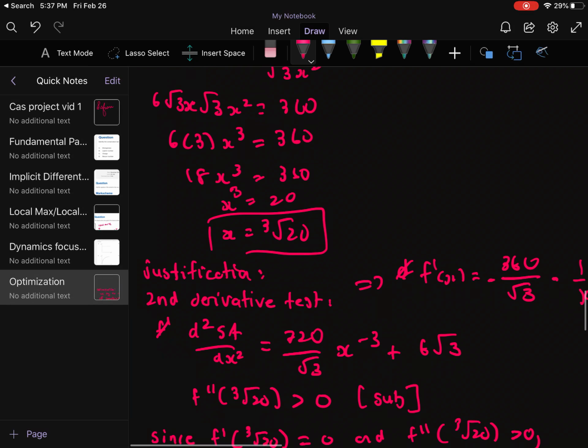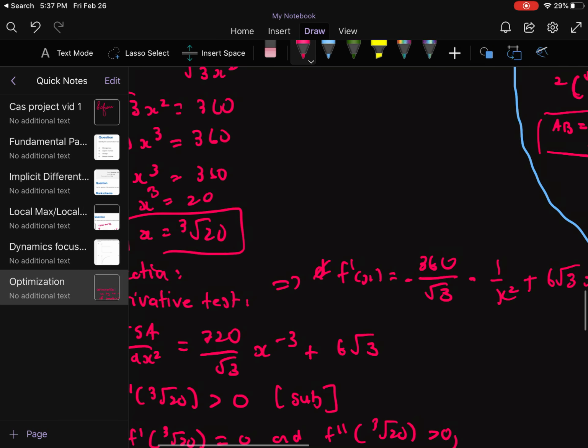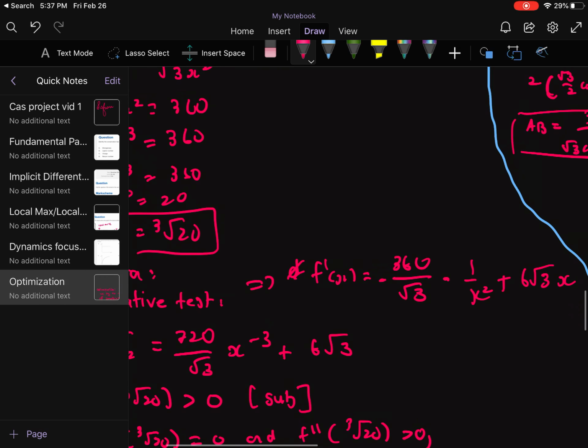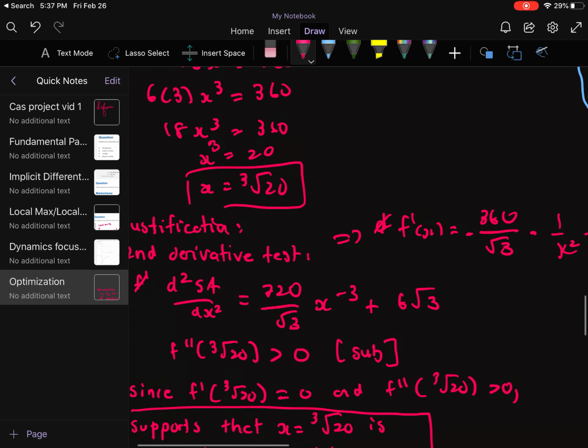So in this one, I'm going to use the second derivative test because recall that f prime of x is just negative 360 over root 3 times 1 over x squared plus 6 root 3x. This is very easy to differentiate because I know the derivative of 1 over x squared. So this becomes 720 over root 3 x to the negative 3 plus 6 root 3. And if you sub in the cube root of 20 into x to the negative 3, you can just know it's more than 0.